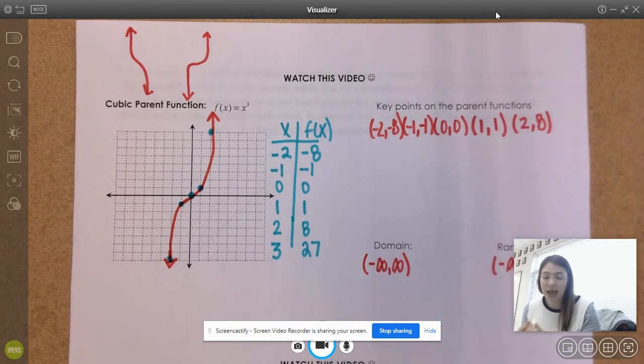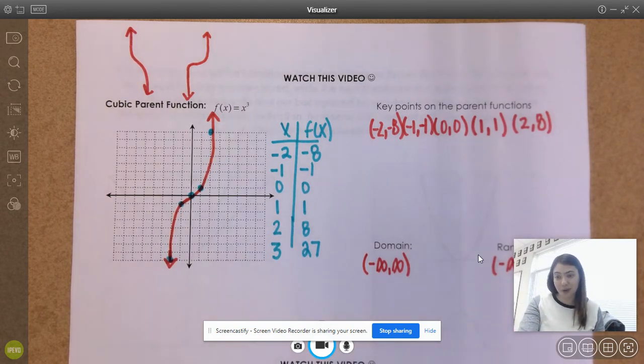All right. We have one more function to look at. We're going to head down to the bottom of this page and check out the square root function.